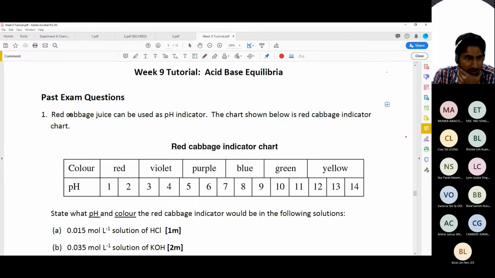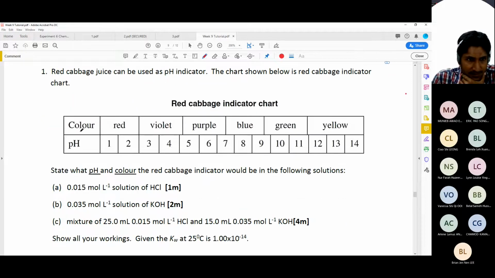Question number 1, first exam question. I'm not going to do all of those, but probably some of them. Red cabbage juice can be used as a pH indicator. The chart shown below is the red cabbage indicator chart, right? So when the color of the juice is red, that means the pH is from 1 to 2. If it is violet, then the pH will be in the 3 to 4 range. If purple, then around 5 to 7, or a little bit this way or that way.